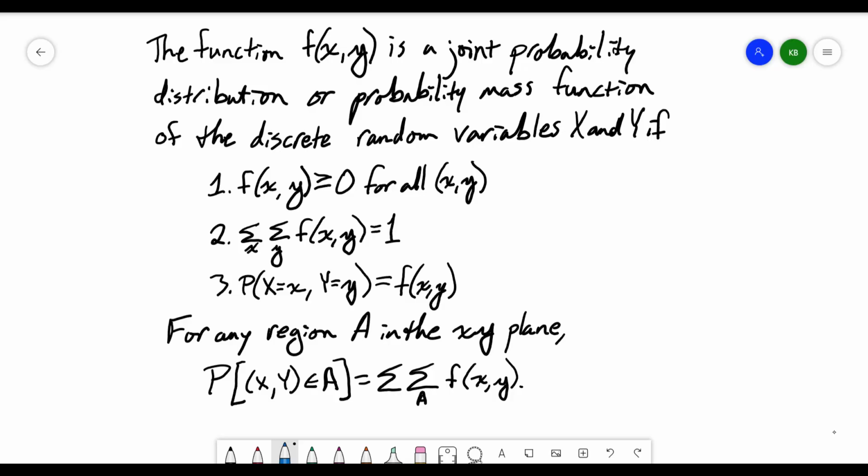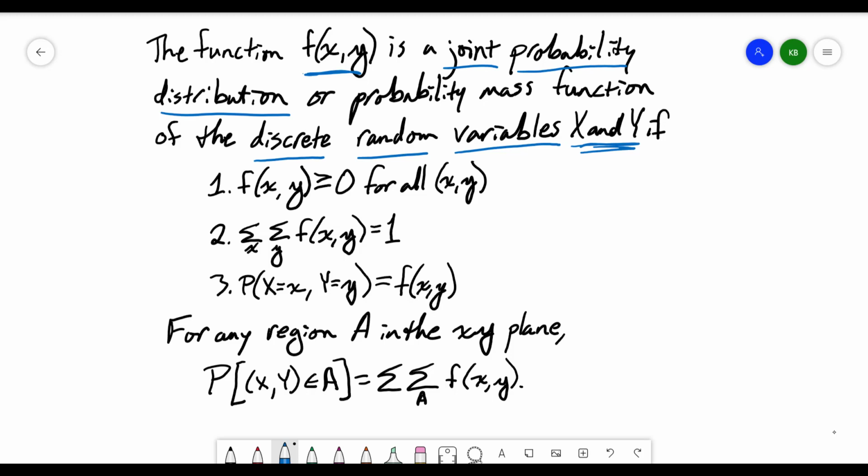We're first going to take a look at joint probability distributions for discrete random variables. So we have two discrete random variables, x and y, and we know that a function f of xy is a joint probability distribution or probability mass function of those discrete random variables. So before, when we were talking about the probability mass function for a single discrete random variable, we had that our function had to be greater than or equal to 0 for all values that that random variable could take.